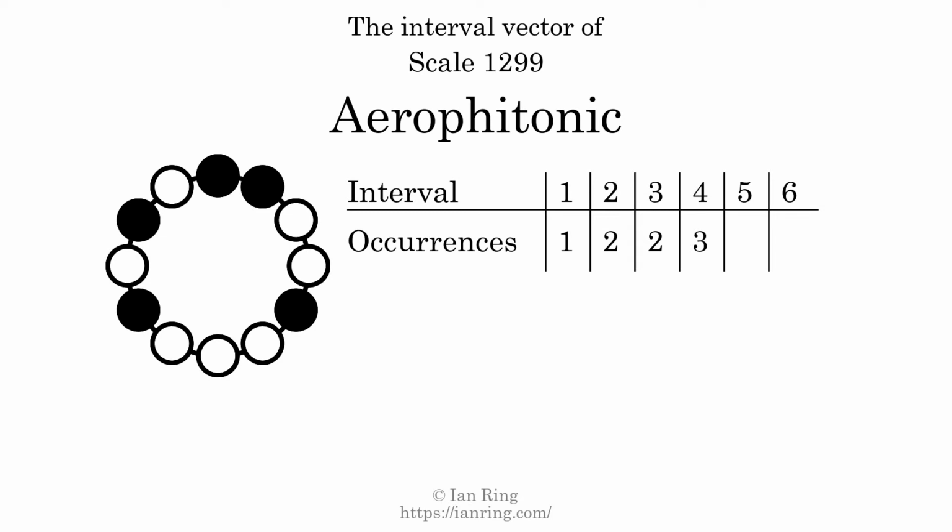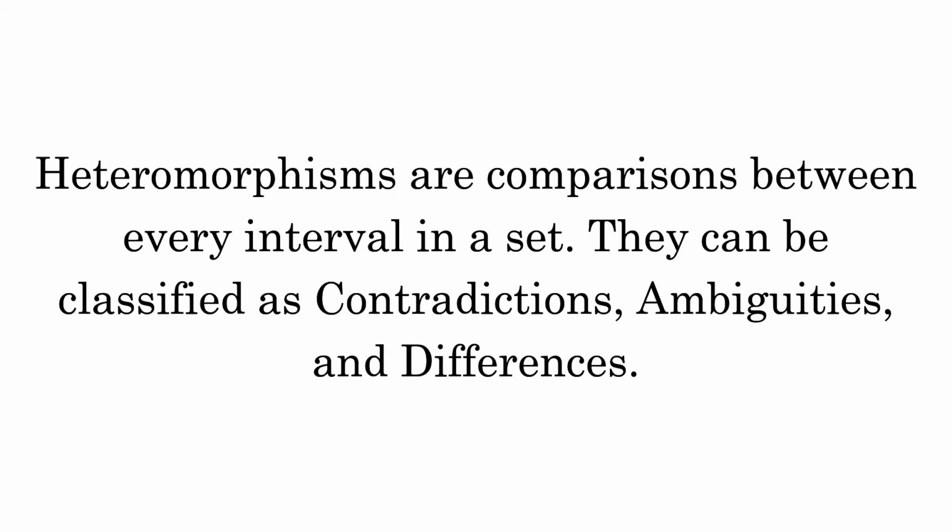There are 3 intervals with a size of 4 semitones. They are here, here, and here. There is one interval with a size of 5 semitones. It is here. There is one interval with a size of 6 semitones. It is here. Each interval does not appear in this scale a unique number of times, so this is not a deep scale.